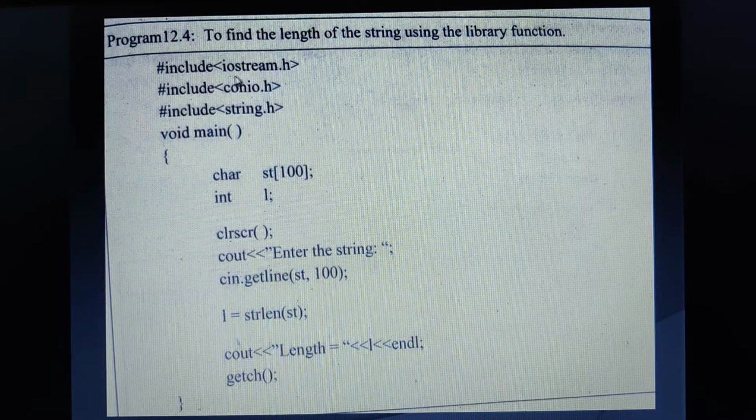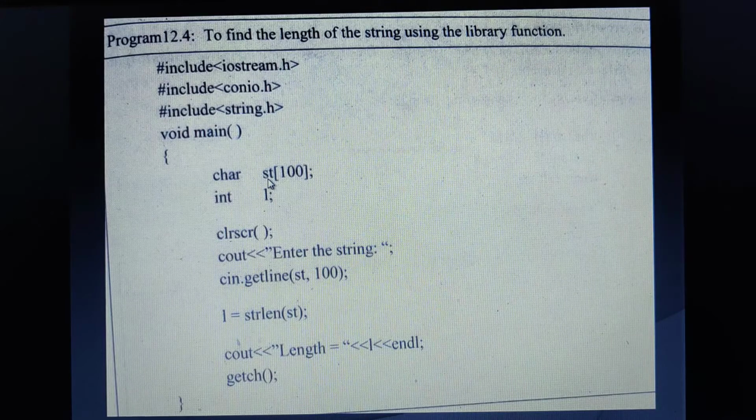So here are iostream.h, conio.h, and string.h. I am using the header file string.h because I am using the built-in function string length. Then I am using iostream because of the usage of cout and cin, as well as getline, which is also a function that belongs to the header file iostream. Conio.h I am using because of clrscr and getch.